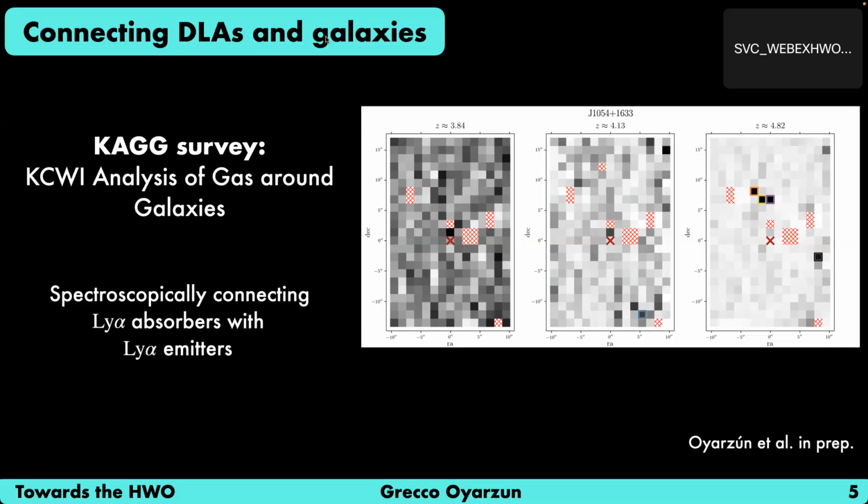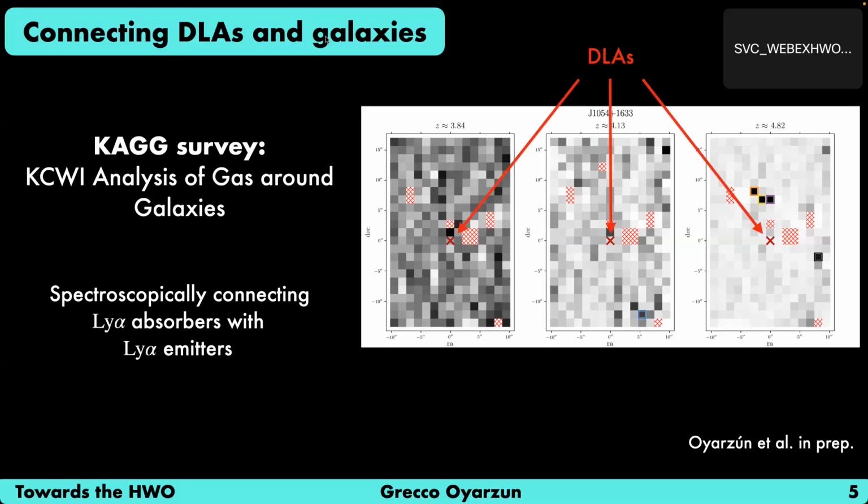And I'm showing here what the data set of the CAG survey looks like for a single field. This is a single quasar field that features 3 different DLAs at 3 different redshifts. So we see the integrated KCWI data cube at a redshift of 3.8, a redshift of 4.1, and a redshift of 4.8. And what we did was to start searching for Lyman alpha emission in this field that features 3 DLAs. For the lowest redshift DLA, the one on the left, we do not detect any significant Lyman alpha emission.